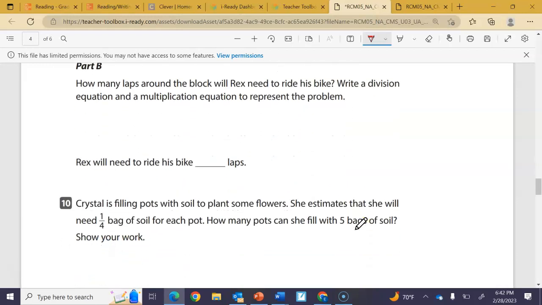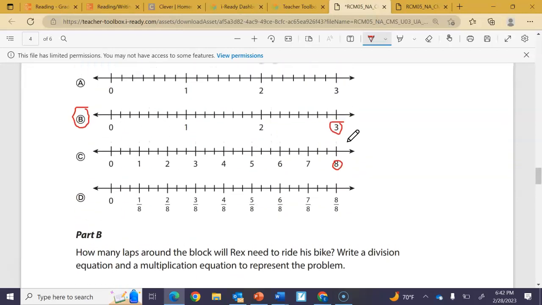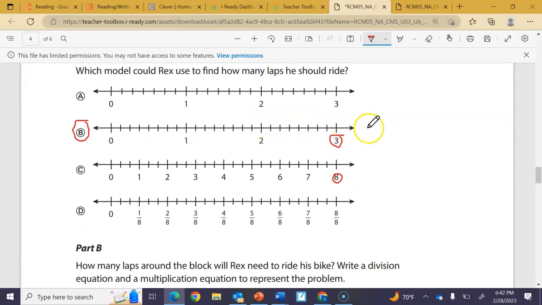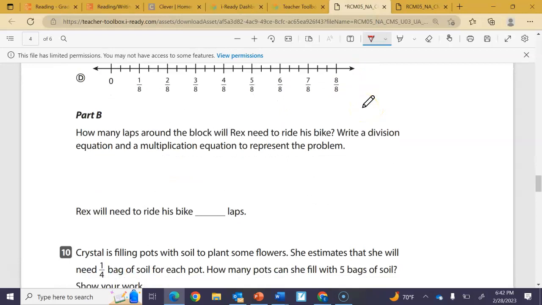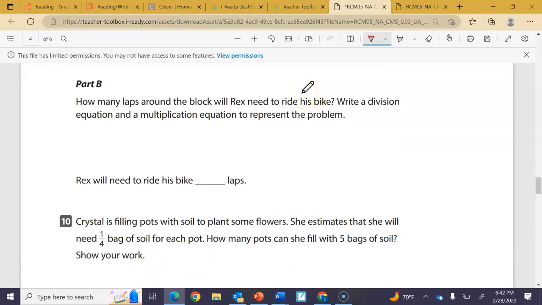All right. Part B. How many laps around the block will Rex need to ride his bike? Write a division equation and multiplication equation to represent. So, like I said here, the answer is B. So we have 3 as our total, and we're going to divide it by our 1/8 parts, and that will tell us how many parts we should have. So I'm going to take 3 divided by 1/8.